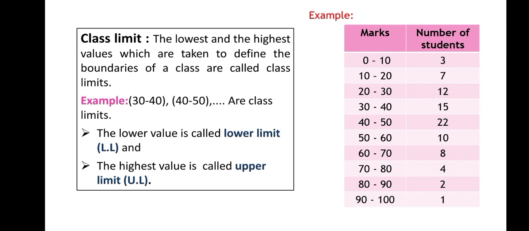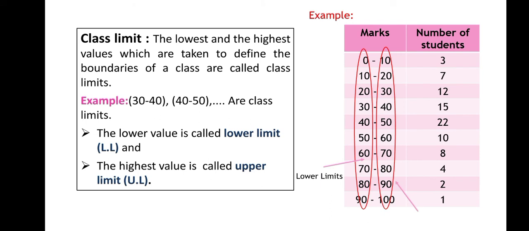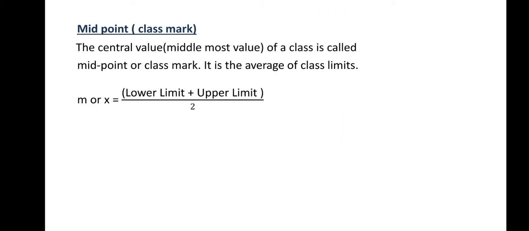Let us consider another example. Here you can see the class limits are given: 0 to 10, 10 to 20, 20 to 30, all these are the class limits. Here you can see all these are the minimum values, lowest values, hence they are called lower limits, and all these are the maximum values, hence they are called the upper limits. So this is the class limit. Next we will see what is midpoint or class mark.